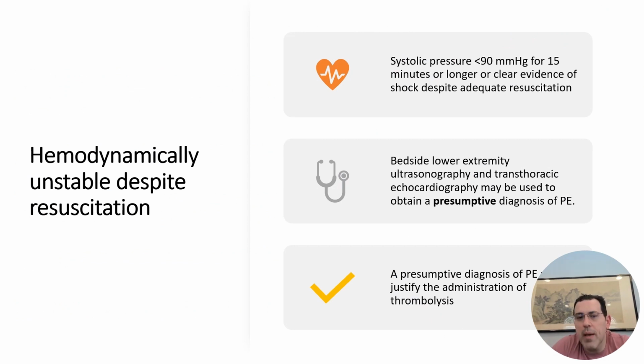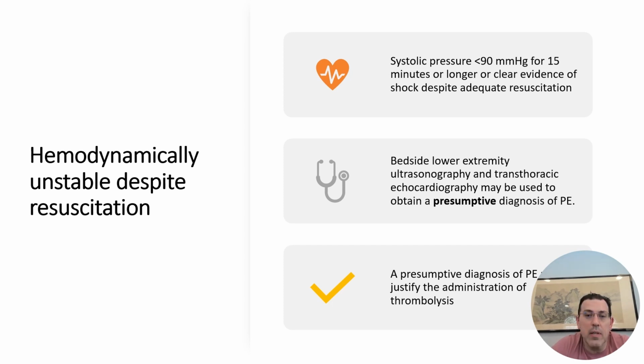Now, just what do I mean by hemodynamically unstable? This will be individuals with systolic blood pressures of less than 90 for 15 minutes or longer, or clear evidence of shock despite adequate resuscitation. I mean, that's the formal definition. Most of us know what shock looks like.